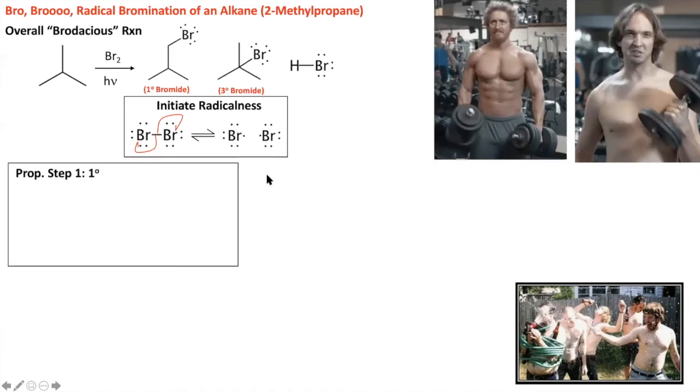And then now propagation step 1. A propagation step is one that starts with a radical and ends with a radical. And we're doing it for the primary bromide product. So here we go. We got a bromine radical to start. And how does it meet?